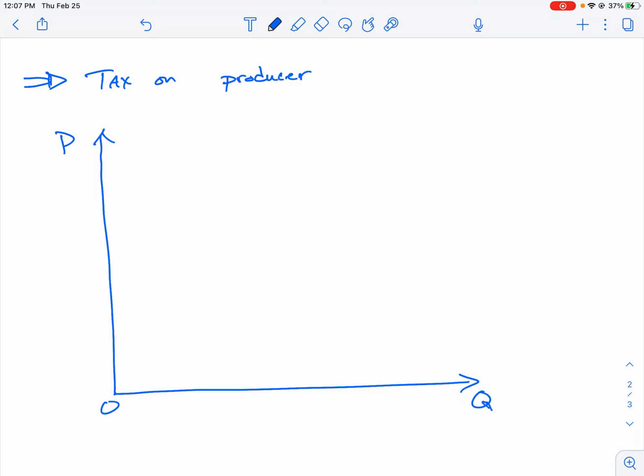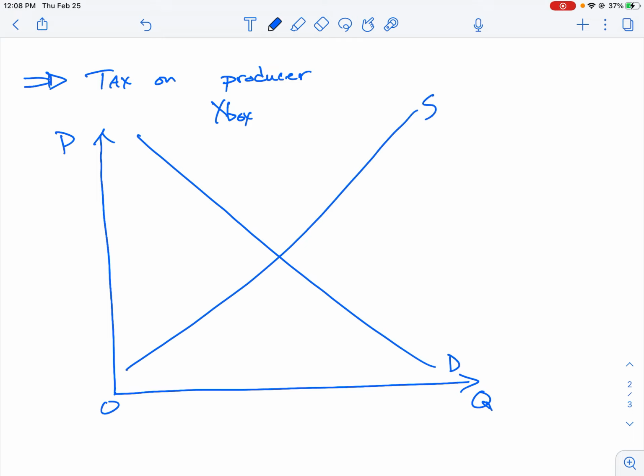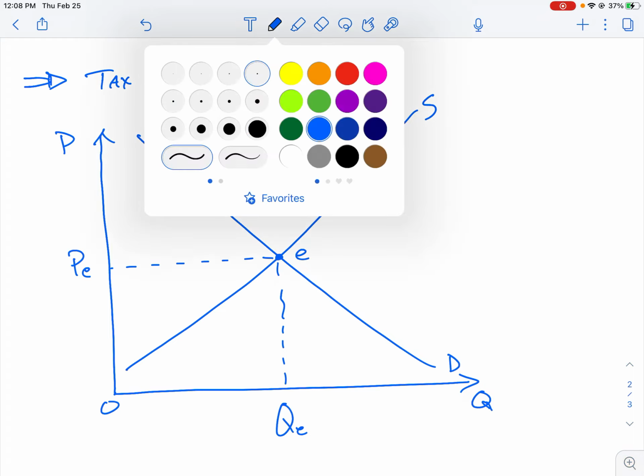market for a particular good. Let's look at the Xbox. So let's say you're looking at gaming systems. You're looking at the market for the Xbox. You have the price, the quantity. There's some downward sloping demand for Xboxes. There's an upward sloping supply curve. That gives you a market equilibrium price and equilibrium quantity.